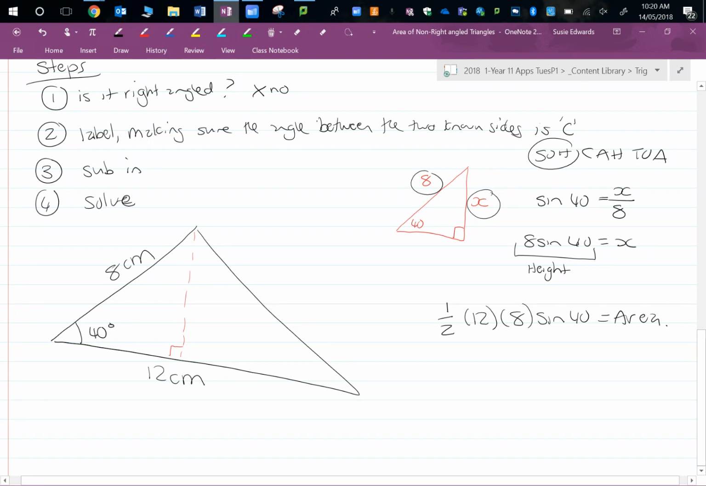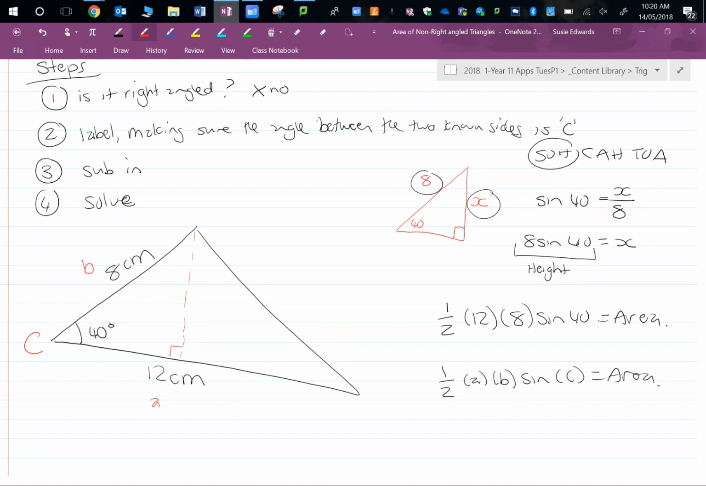All right, now if I put the 12 and the 8 back into the letters we're using, it's actually half of A times B times sine C. So if I label this angle as C and I label this side as A and this side as B, that's why this rule works. It's actually using SOH CAH TOA to find the height of the triangle, and then it times it by the base, and then we get our answer.